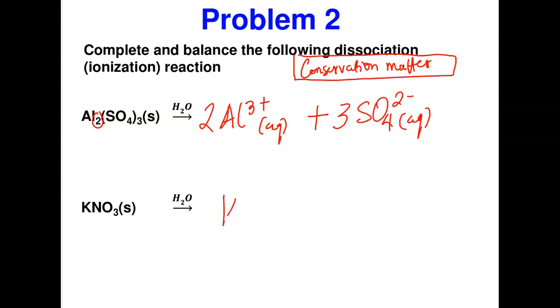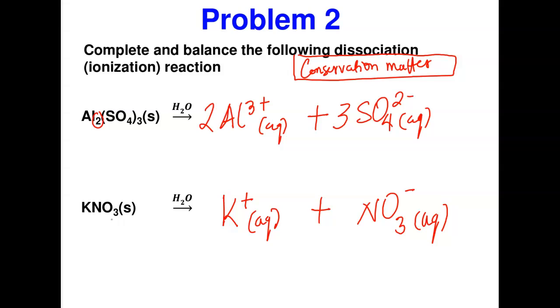Again, potassium is in group 1. It's going to have a charge of +1. It's hydrated, we put aqueous. Nitrate, of course, has a charge of -1, aqueous. We look at it, whereas 1 potassium here is balanced, 1 nitrate, 1 nitrate. We do not need to add anything because the equation came balanced easily.